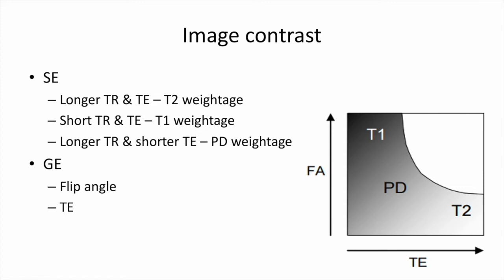A longer TR and a shorter TE in a spin echo sequence results in proton density weightage. Whereas in gradient echo sequences, the image contrast is dependent on the flip angle and TE time. A larger flip angle and shorter TE results in T1 weightage, whereas a smaller flip angle and longer TE results in T2 weightage in a gradient echo sequence.